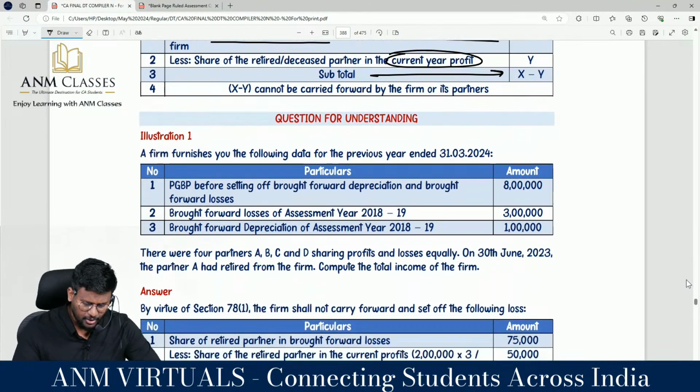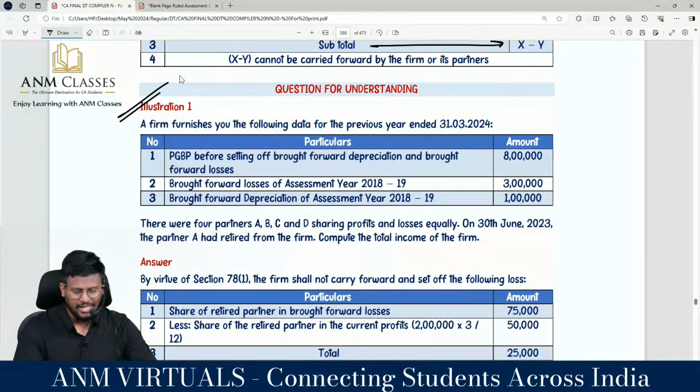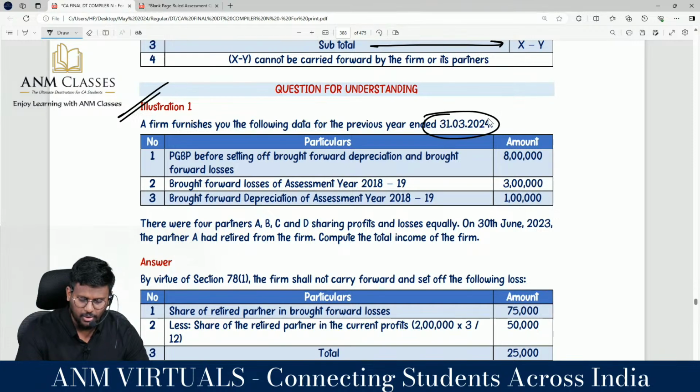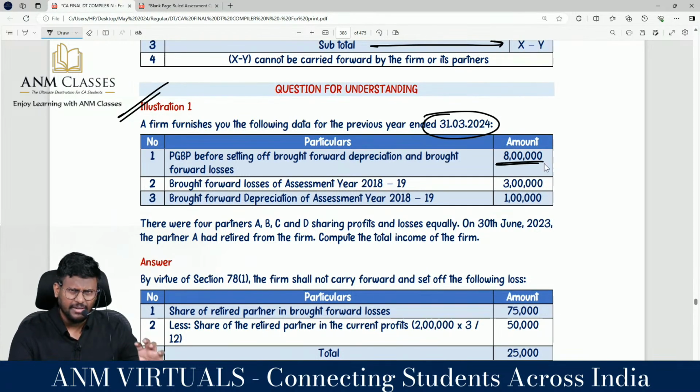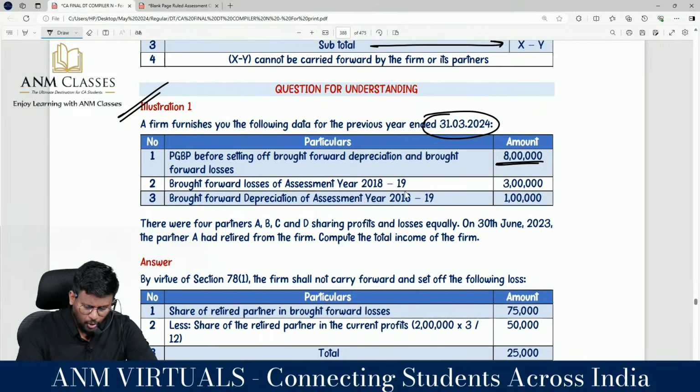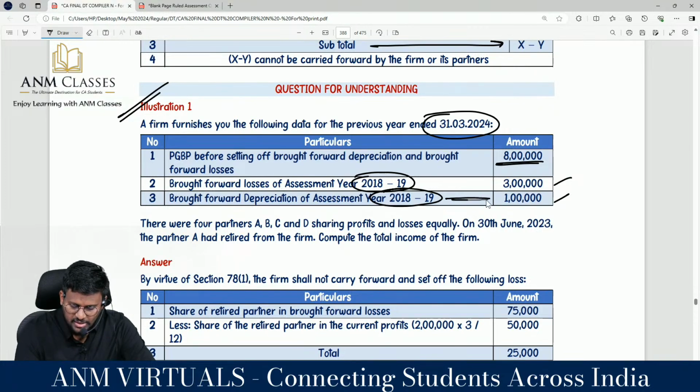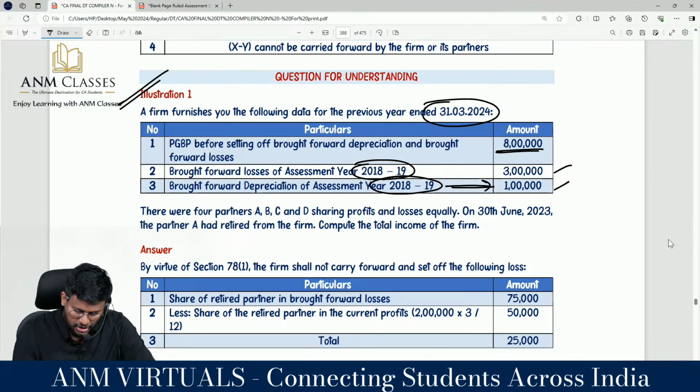How to compute that net loss, sir? Illustration number 1 will answer for us. A firm furnishes you the following data for the previous year 31/3/2024. PGBP before set off brought forward depreciation and brought forward business loss is 8 lakh. So 8 lakh rupees is the current year. Brought forward loss of assessment year 18-19 is 3 lakh. Brought forward depreciation 1 lakh. This is very important, brought forward depreciation.